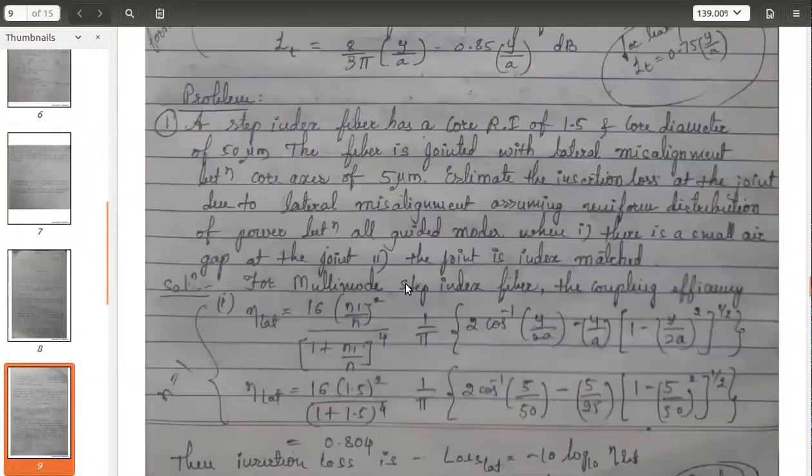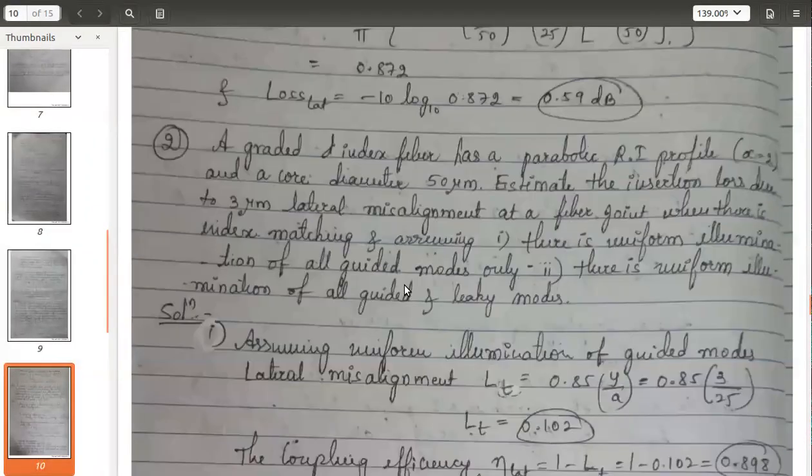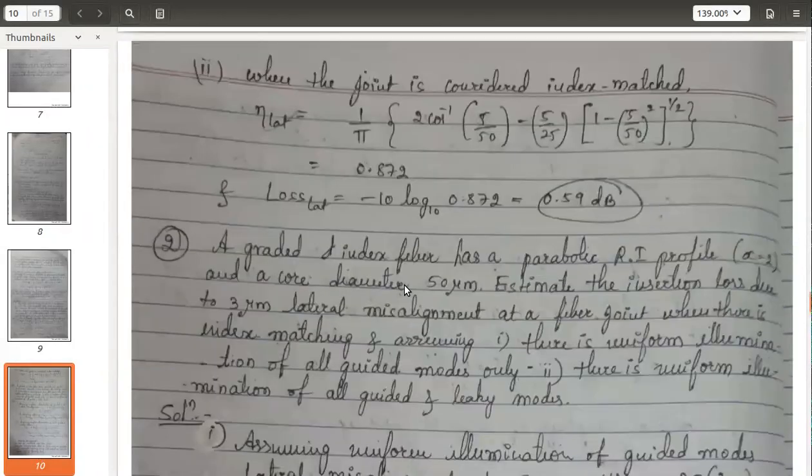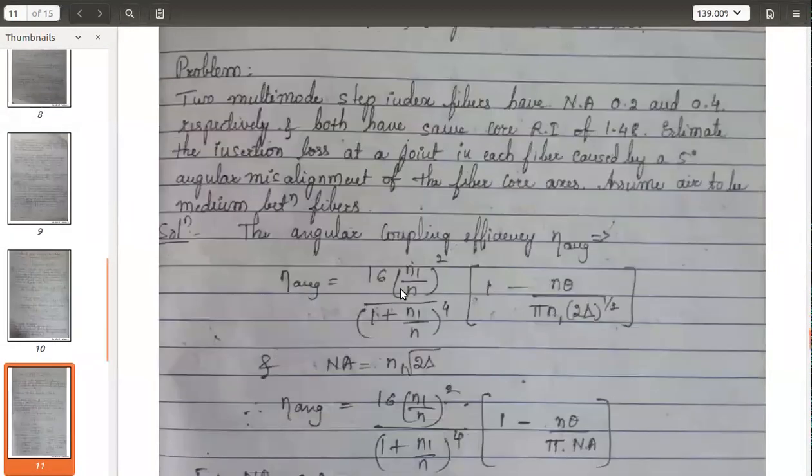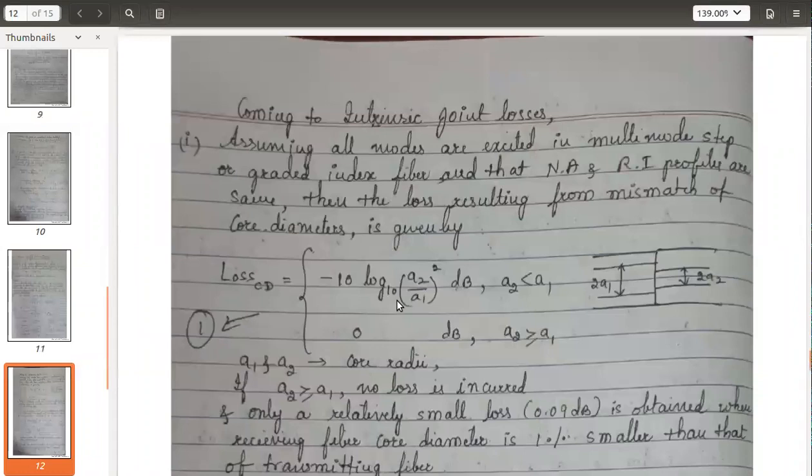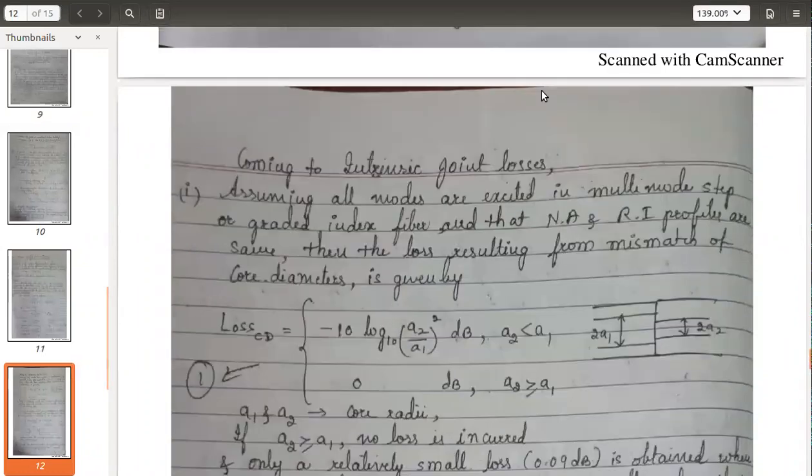So the question may be, as I told you, either explain the different intrinsic joint losses, or explain the different extrinsic joint losses. Coming to the intrinsic joint losses, as I told you, some four I have listed. So the first one is, assuming all modes are equally excited in multimode, step or graded.